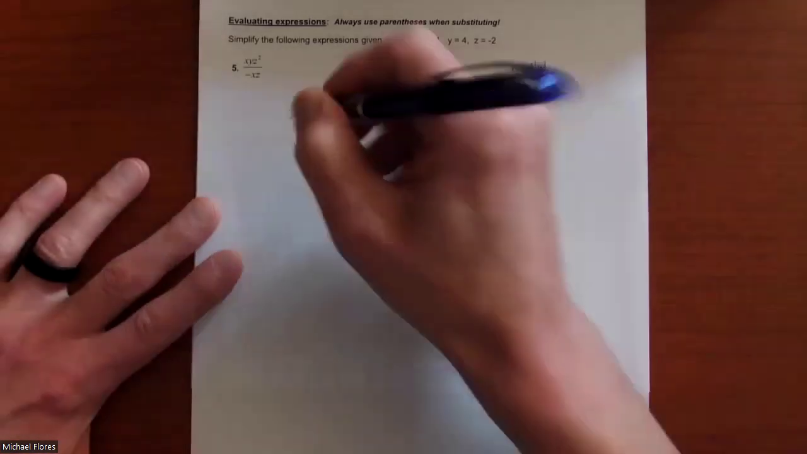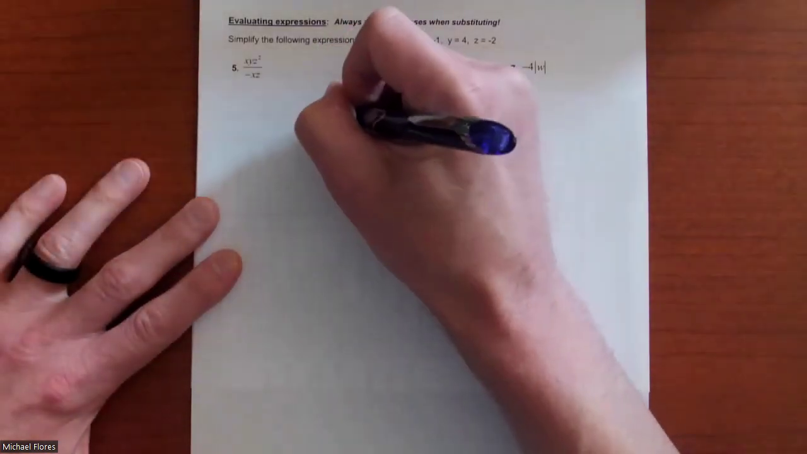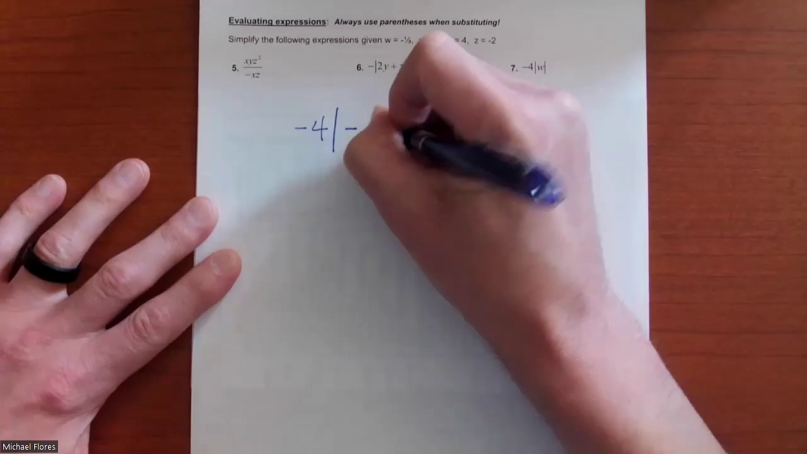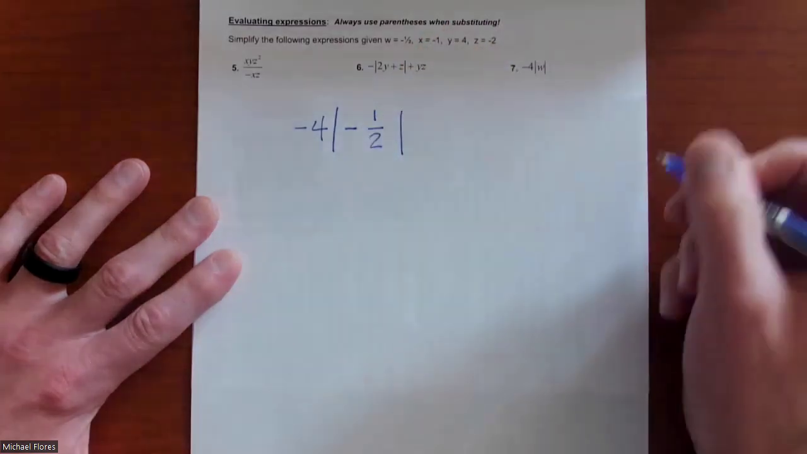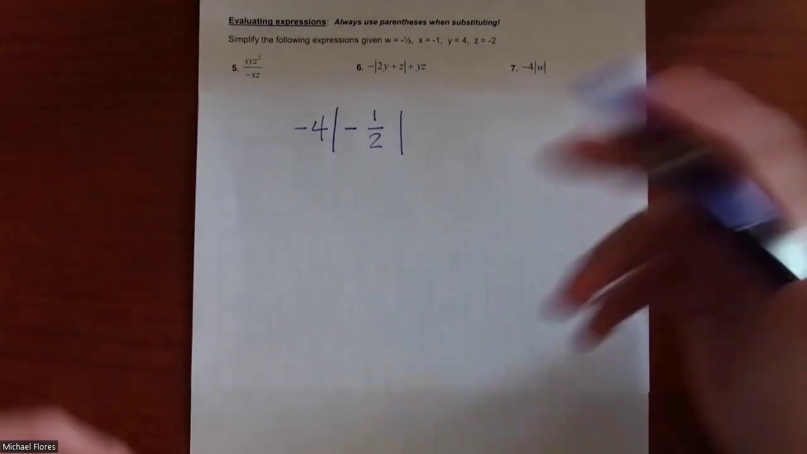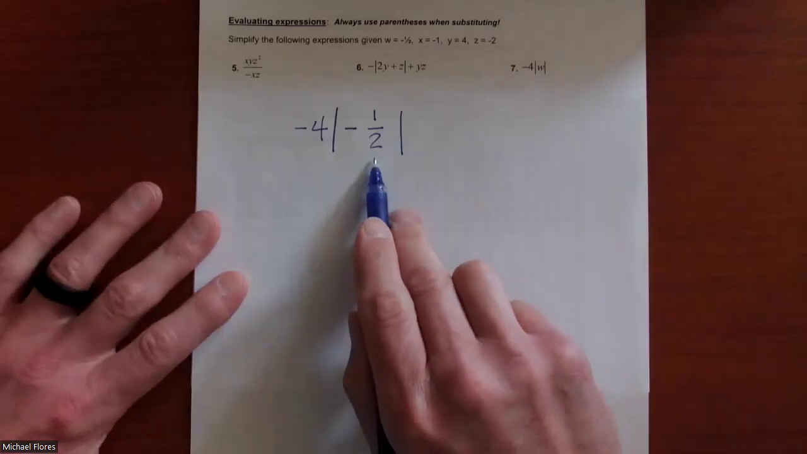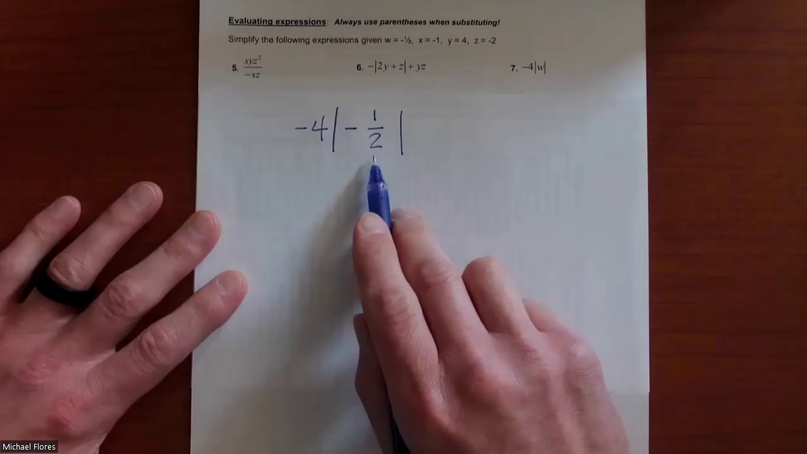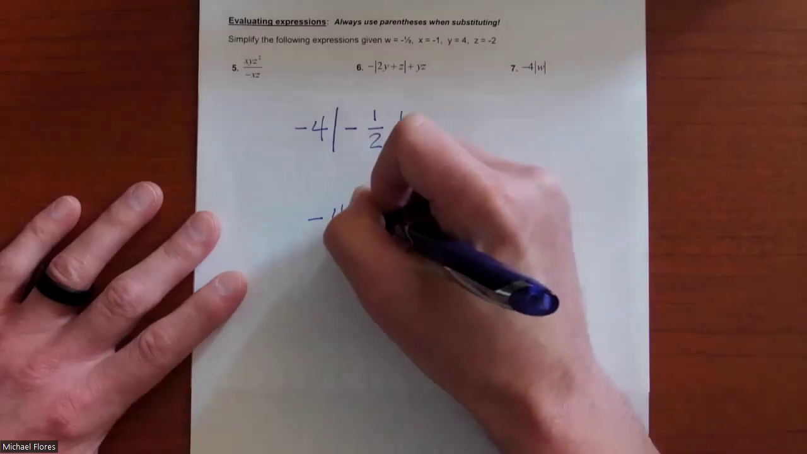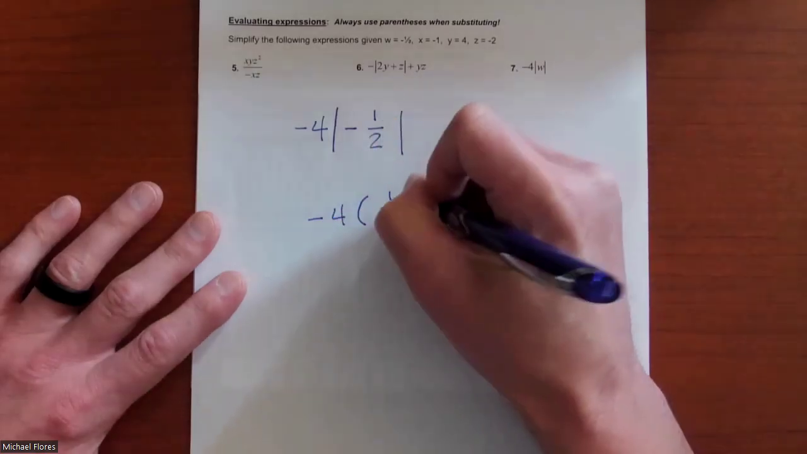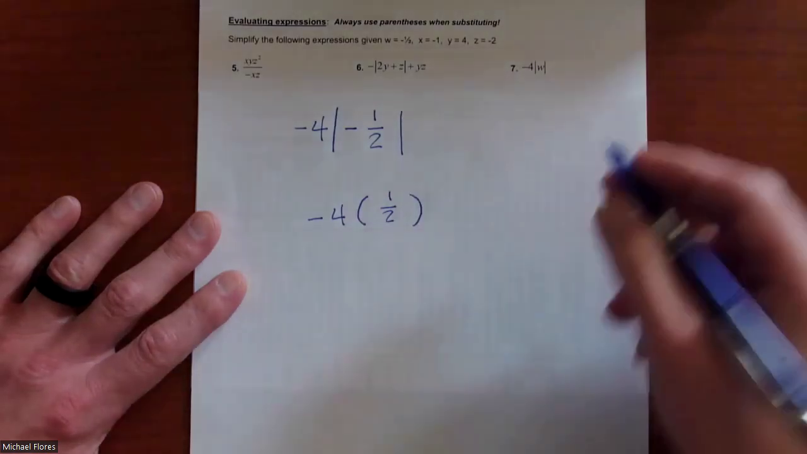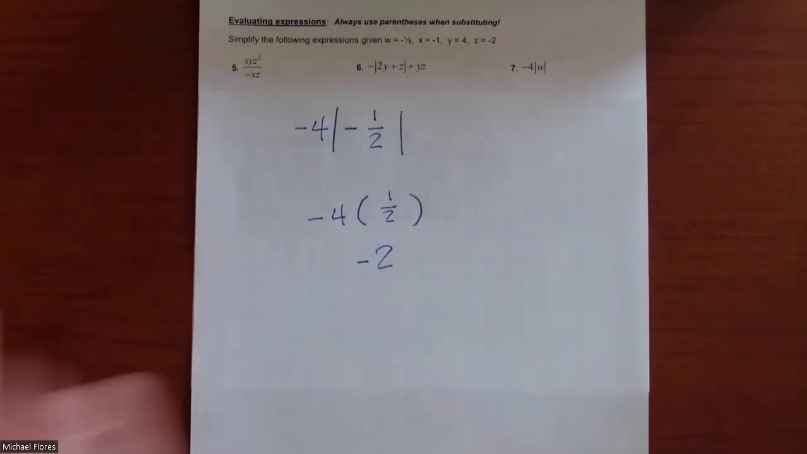Example 7, -4 times the absolute value of w. What is w? -1/2. Okay. Now the absolute value, we're not adding anything to -1/2. We're not subtracting, we're not multiplying. So now we just simply ask ourselves, what is the absolute value of -1/2? How far away is -1/2 from 0 on the number line? And the answer to that question is 1/2, positive. Absolute values will always produce a positive result. And now -4 times 1/2 is -2 for your final answer.